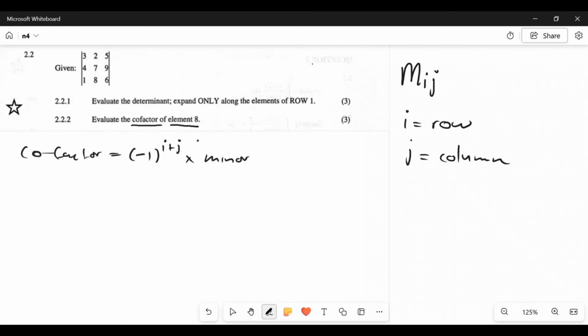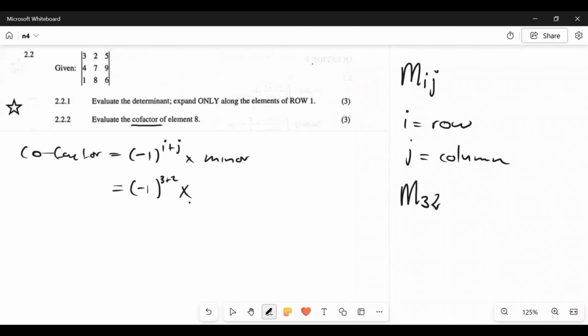Since our element is 8, which is this here, at which row is our 8? As you can see, this is the third row. So we're going to write 3 instead of writing i. And what column is our 8 in? It's in the second column. So we're going to write 2 instead of writing j. So i and j are actually 3 and 2 respectively. If you continue here, we're going to have negative 1, and then we have i plus j, so 3 plus 2, multiplied by the minor.